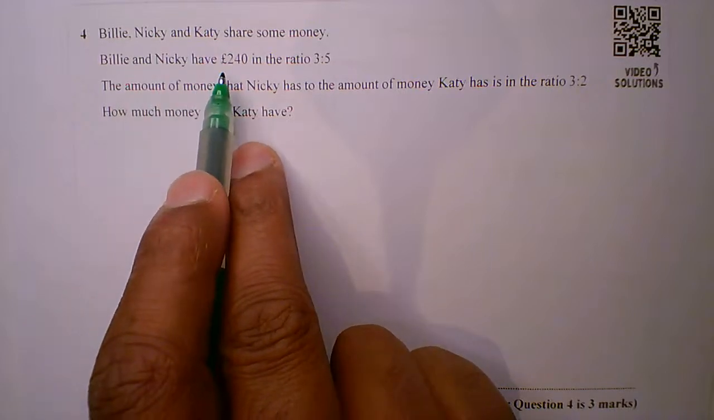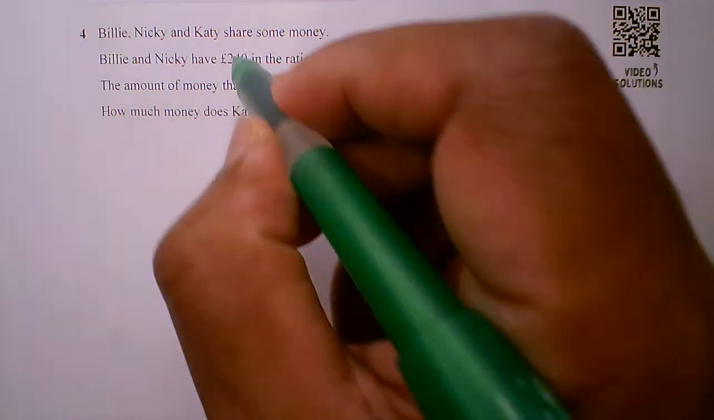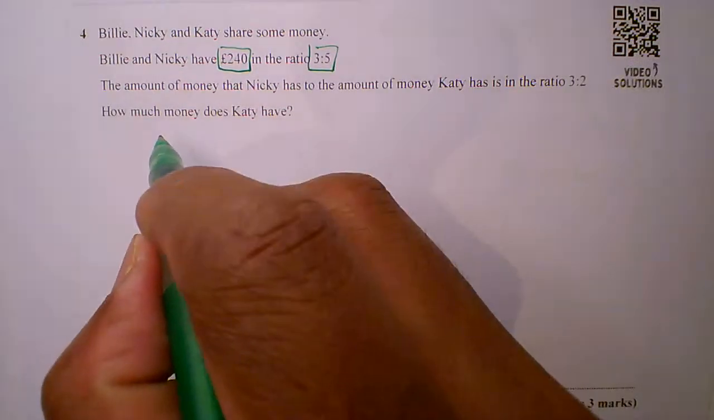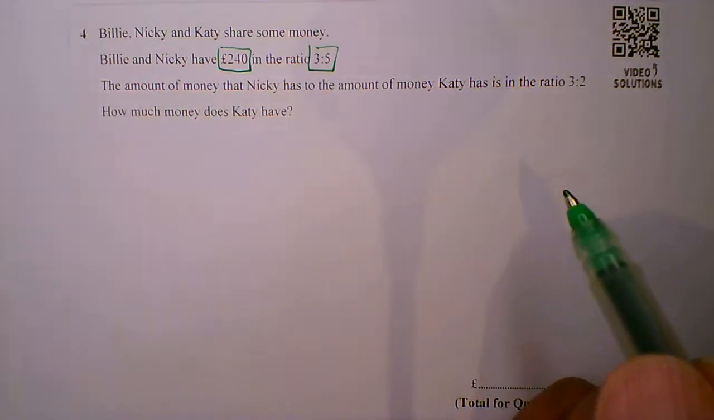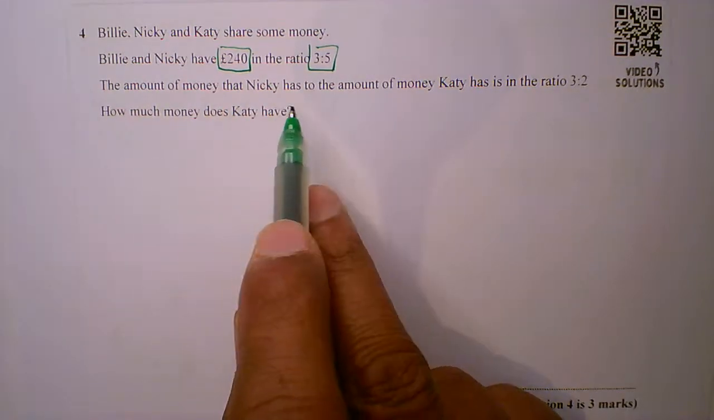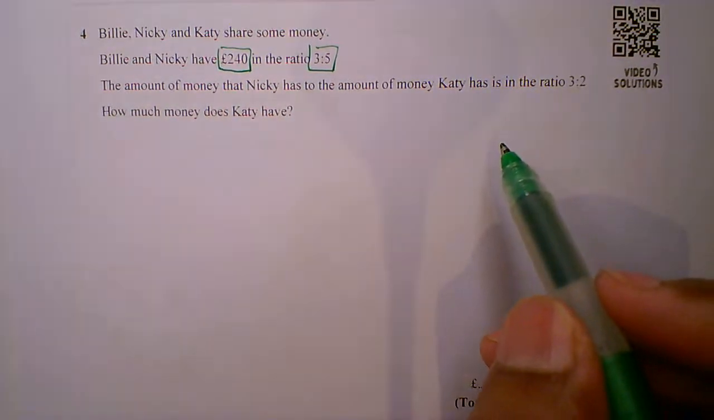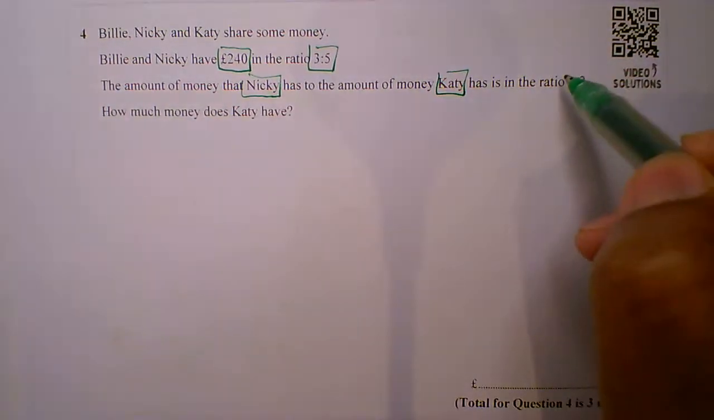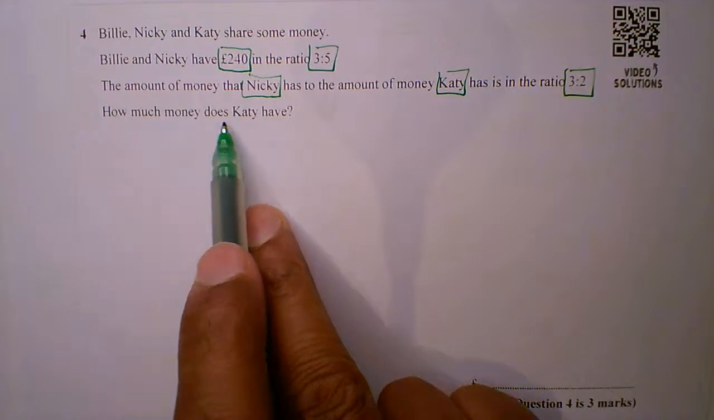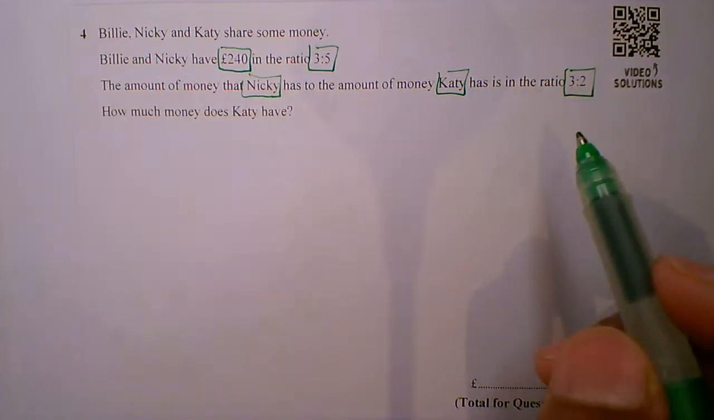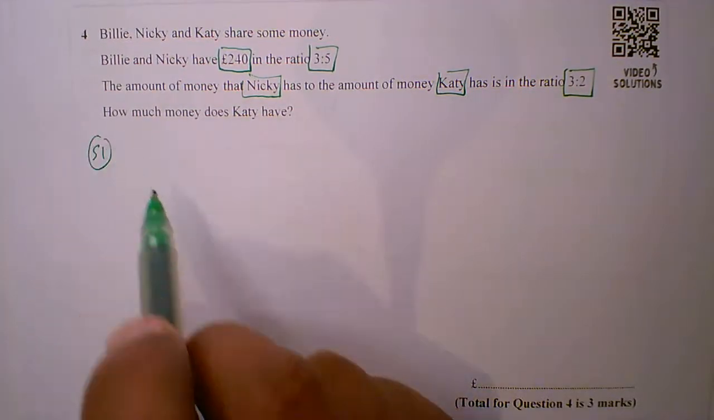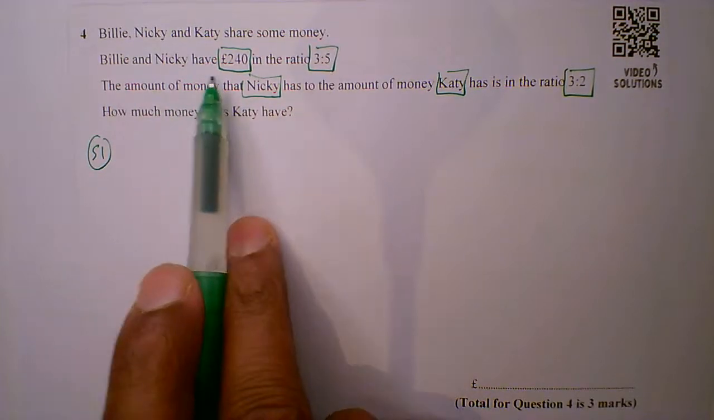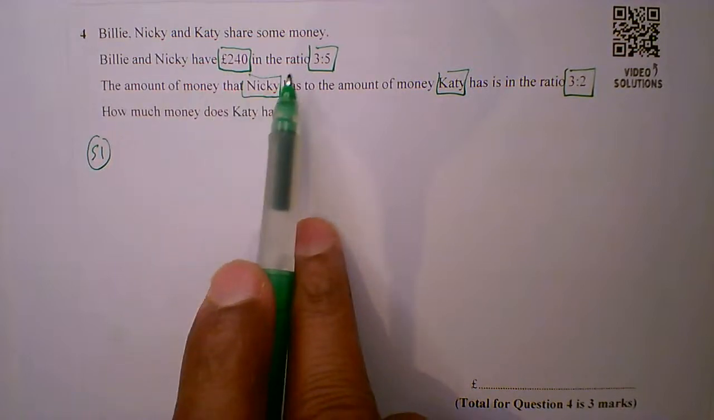Billy and Nikki have £240 in the ratio 3 to 5. So I've got 240. I've got a ratio of 3 to 5. So that's important information. The amount of money that Nikki has to the amount of money Katie has, Nikki to Katie has a ratio of 3 to 2. How much money does Katie have? So what are my steps? So first, step 1 is Billy and Nikki have £240 in the ratio. So maybe I need to work out what this ratio is.